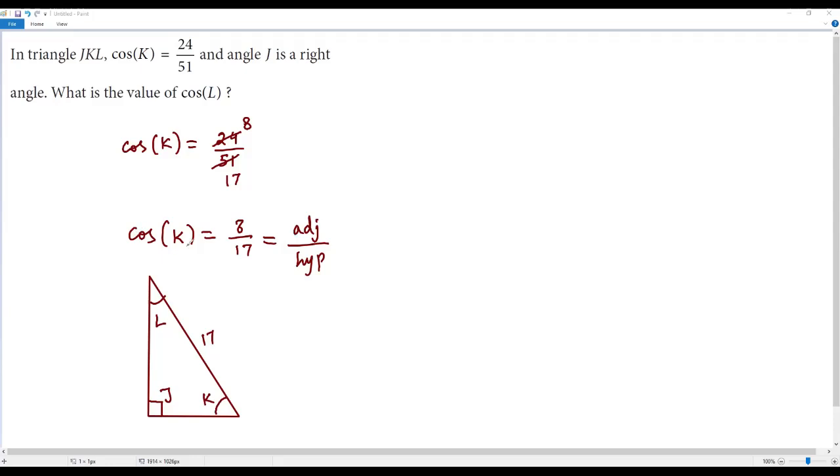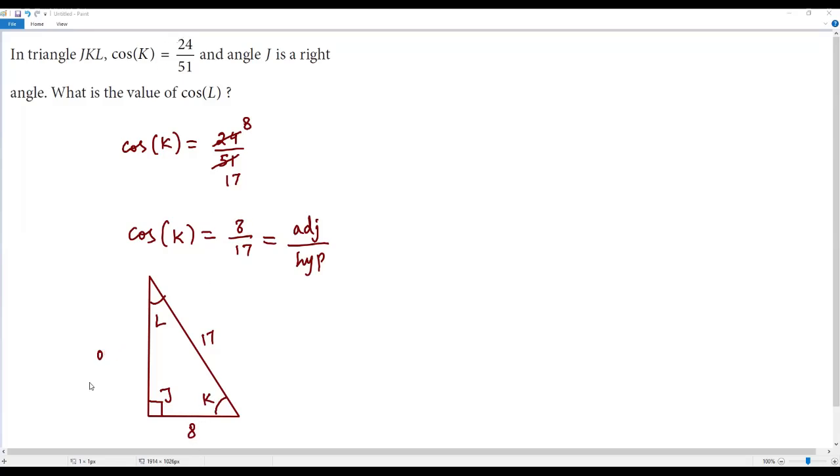And now let's consider the interior angle measure K, because here we have the value for cosine K. When I consider the interior angle measure K, the side which is opposite to this interior angle is called the opposite side. And the remaining side, the third side over here, is called the adjacent side. And we know that the length of the adjacent side is 8. So we can mark 8 over here.